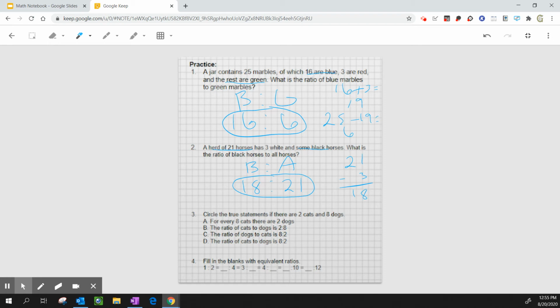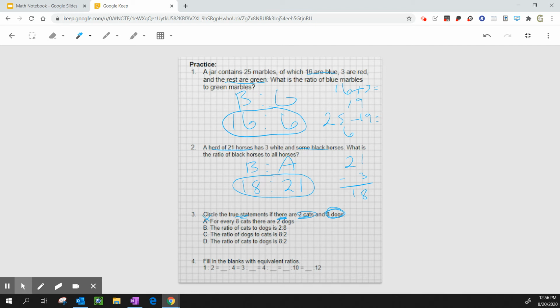For number 3, it says circle the true statements if there are 2 cats and 8 dogs. So important to note that 2 goes with cats and 8 goes with dogs. So we have to watch in these answer choices that those numbers go together. So here we got 8 cats and we got 2 dogs. So 8 went with cats, 2 went with dogs. That's not how it's in the problem. So that one is no good.